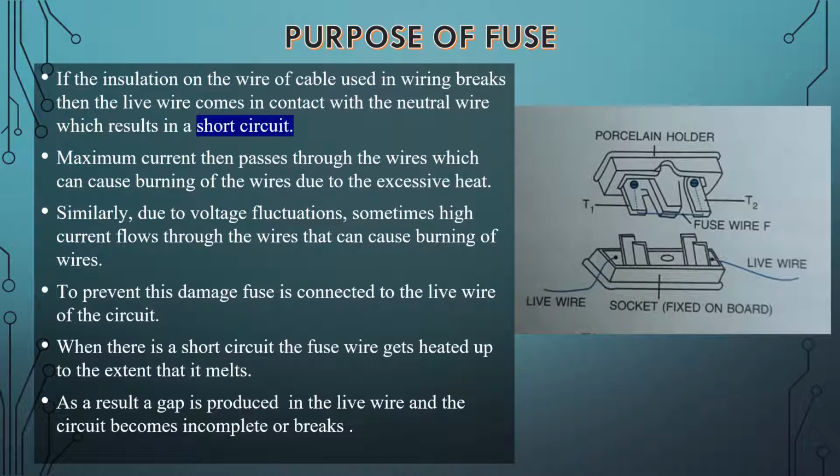To prevent this damage, a fuse is connected to the live wire of the circuit. When there is a short circuit, the fuse wire gets heated up to the extent that it melts. As a result, a gap is produced in the live wire and the circuit becomes incomplete or breaks. And so no current will flow and the appliance or the circuit is saved.